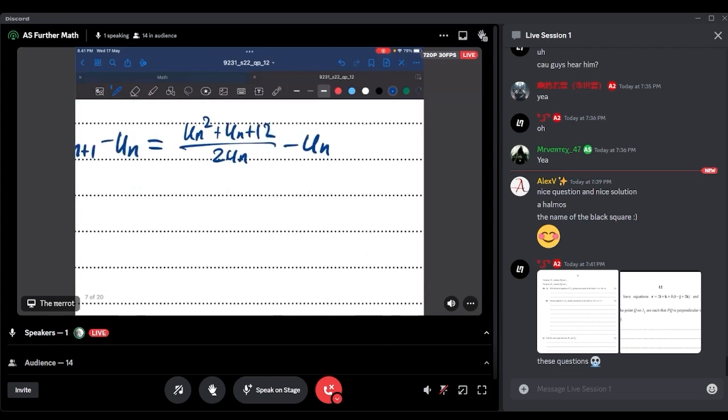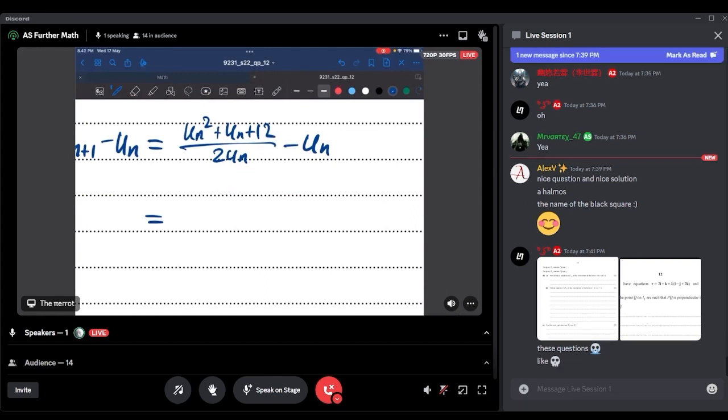Okay, and then we can combine these fractions together. So you have un squared plus 12 over 2un, minus 2un squared over 2un. Un squared minus 2un squared will just be a negative un squared. Negative un squared, and copy everything else.